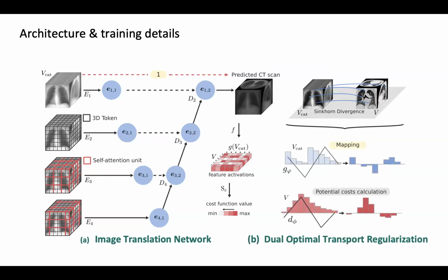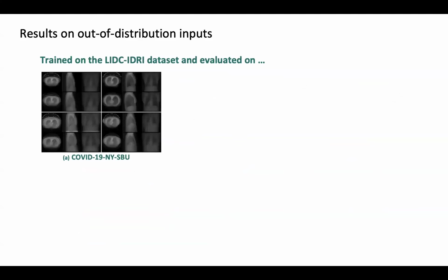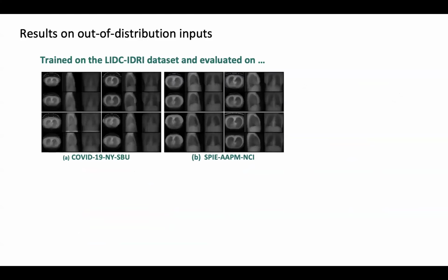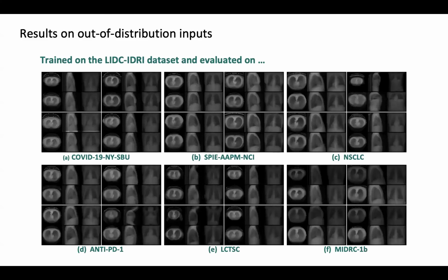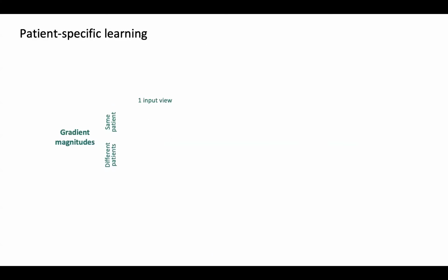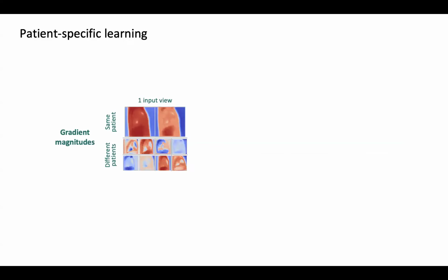So this is based on the dual optimal transport regularization. Now, part of our results here, we show that we're able to generalize and to perform well on 6 out of distribution data sets. And we show how our model learns specific features for the same patient and across different patients, where we notice greater variability for different patients. And this is maintained across different views.